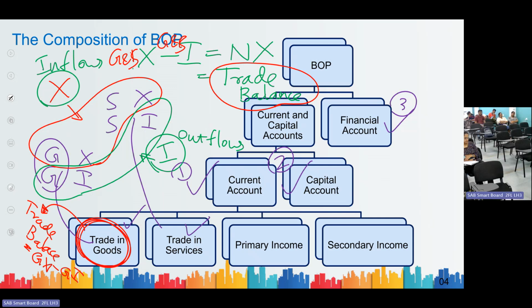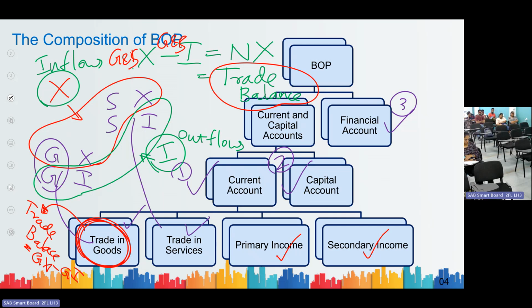Apart from these two accounts, trade in goods and trade in services, we have two other accounts, primary income and secondary income. Primary income is for the income receipts and income payments related to factors of production, for labor, for capital, for land, for such items. Sometimes residents receive income, sometimes residents have to pay factor income to other countries. So those transactions are reported in the primary income account. The secondary income account is something else. Basically, remittances from foreign workers are reported in the secondary income account.